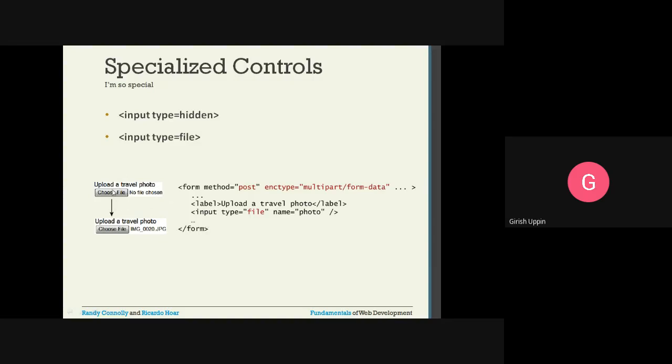Upload a travel photo, followed by an input type is equal to file. So you will get a control like this displayed on your browser, and the name of this control is photo. Whatever data it gets using this control will be stored with the name photo. Now when you click on this, you will get a window which will help you choose the file. Once you choose the file, it will look like this. Then along with the submit button, this data will be sent to the server.